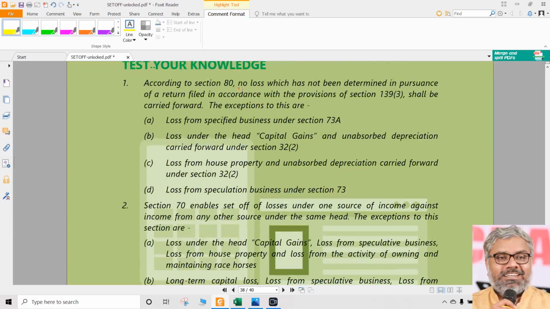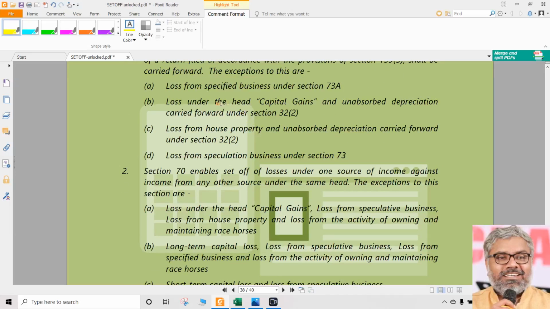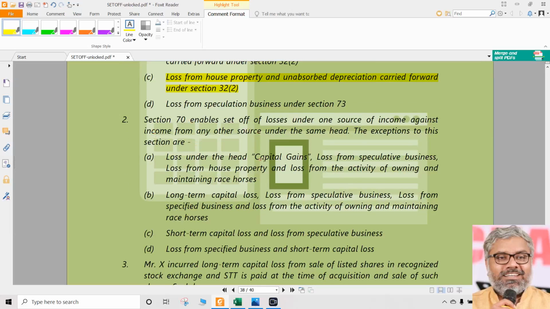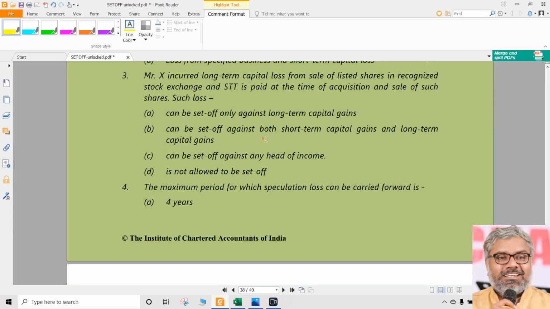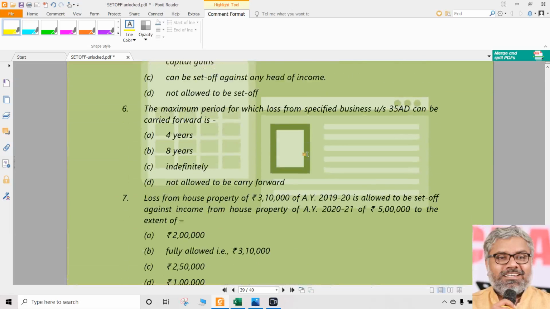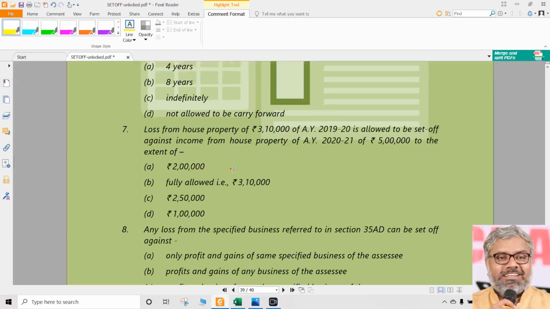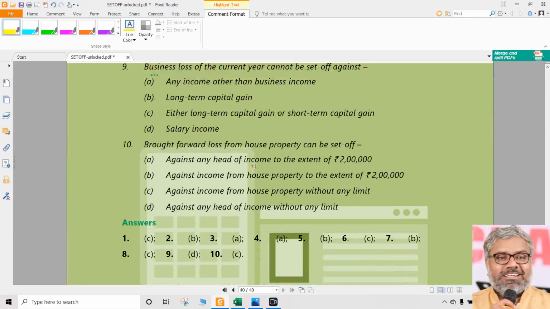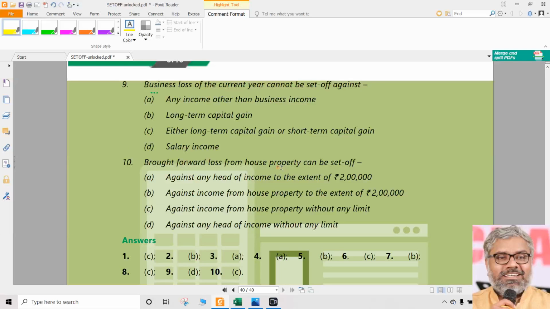So what are the points here to be noted? For example, no loss which has not been determined in pursuance of a return filed shall be carried forward. What is the exception to this? Normally, filing a loss return is compulsory for any type of carry forward and set off of losses. The exception is naturally the loss from house property and unabsorbed depreciation. It is a straight question, the provision is there, and the straight answer is this. Like that, other questions are also very straightforward. Wherever there is any small calculation involved, you can do that, but the answers are already there. With the knowledge of the provisions so far, you should be able to solve these questions yourselves.